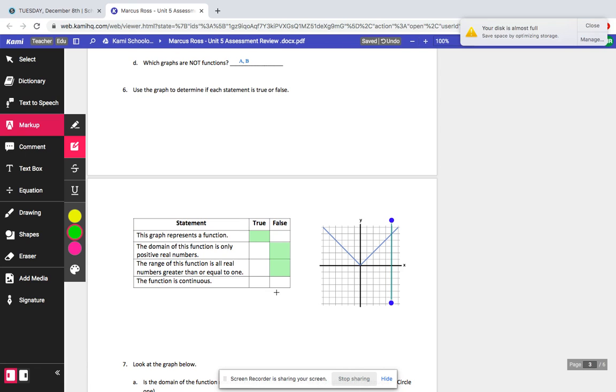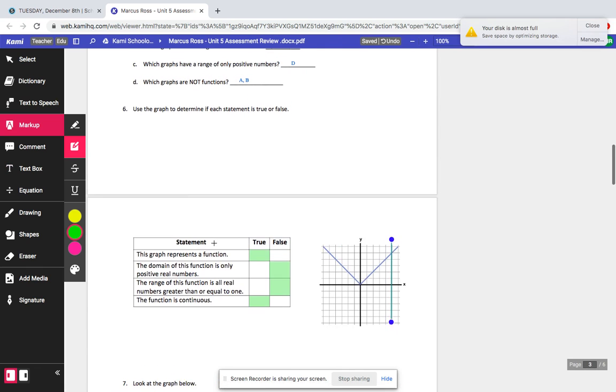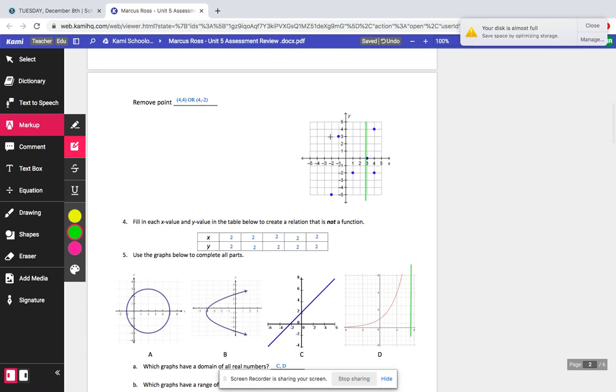The function is continuous. Yes, it is, because it's not specifically just points. We have a line here. We have an inequality that we could set up. So this is true. It is a continuous function. You know when it's discrete when you just have points. So let me scroll up here. This graph right here is discrete because we just have points on our graph.